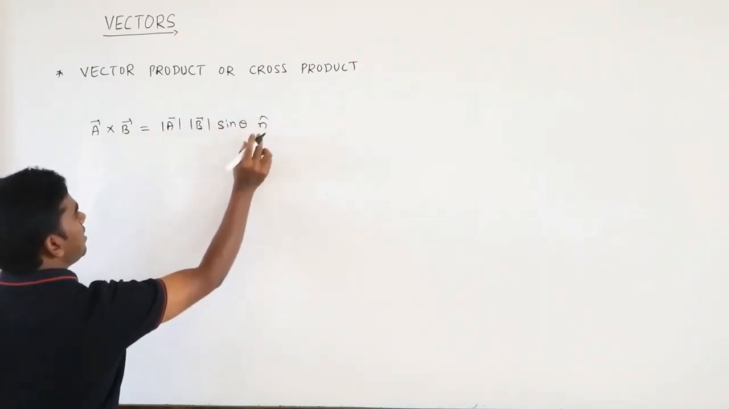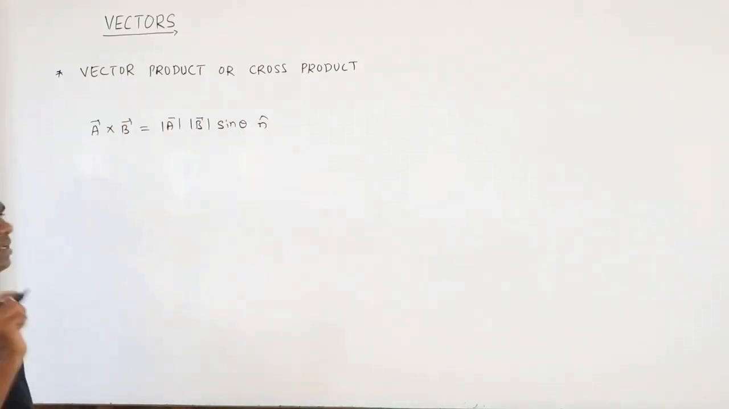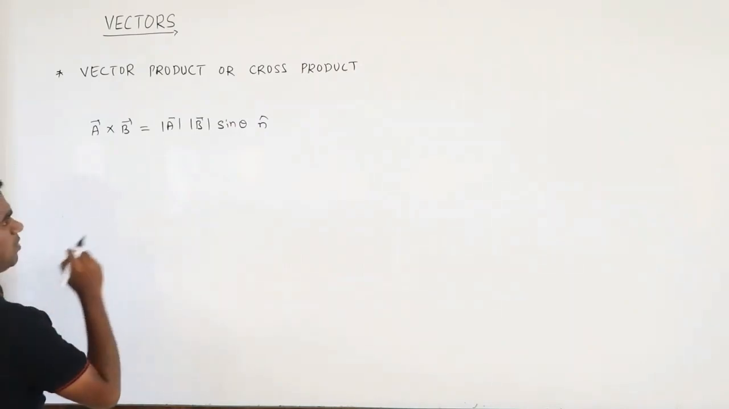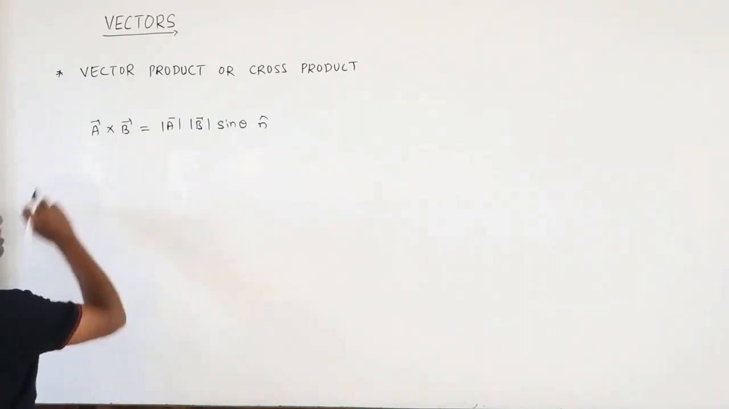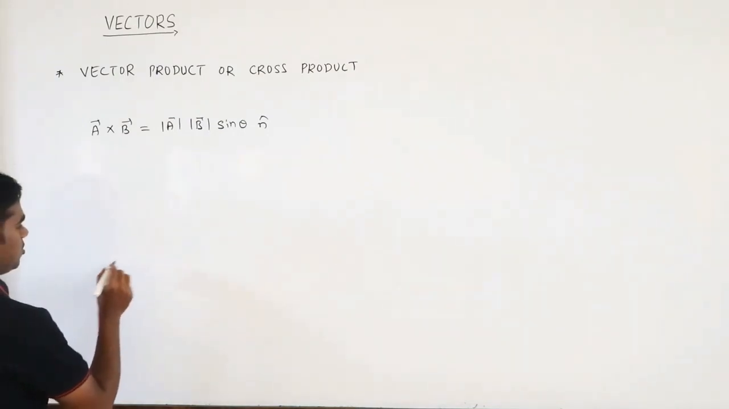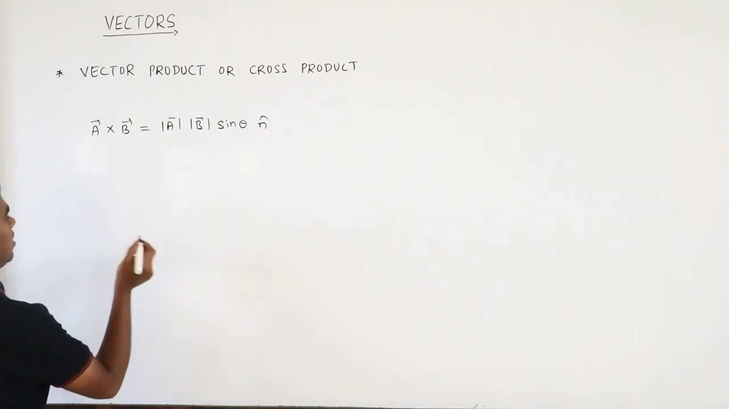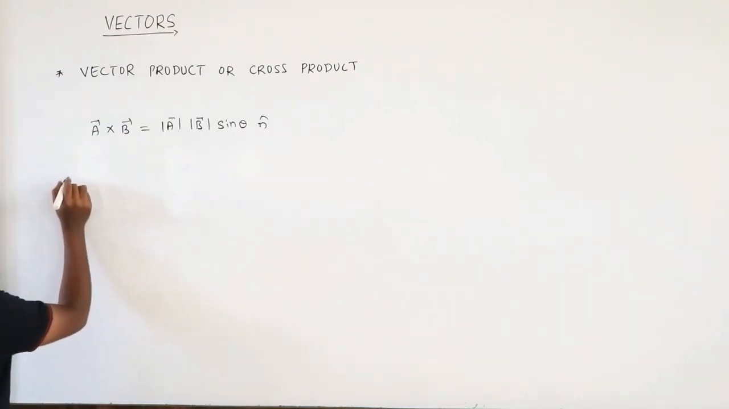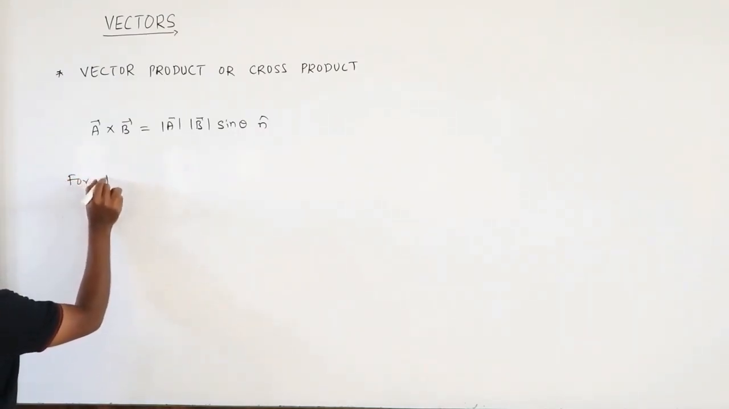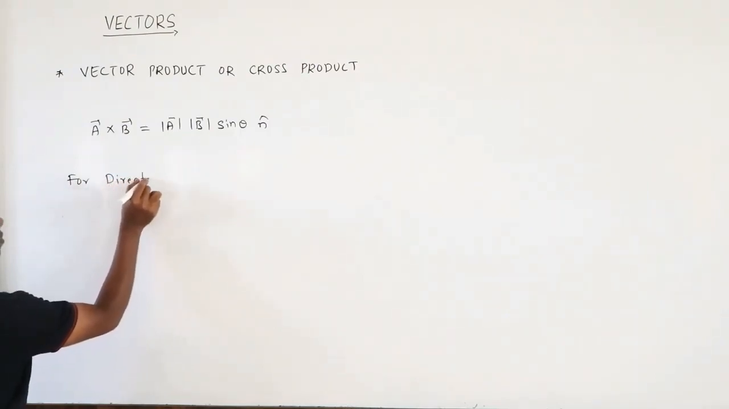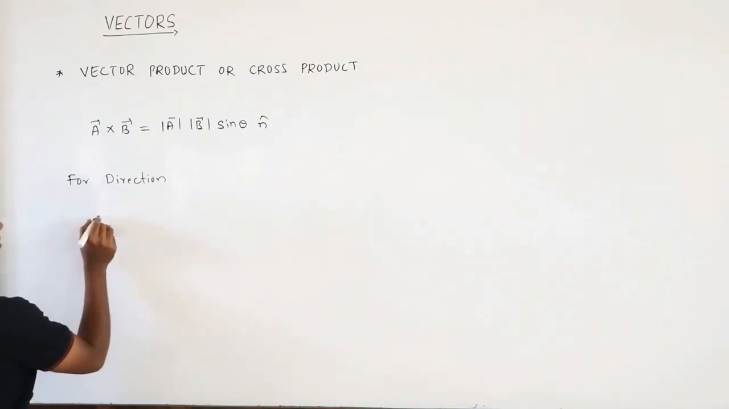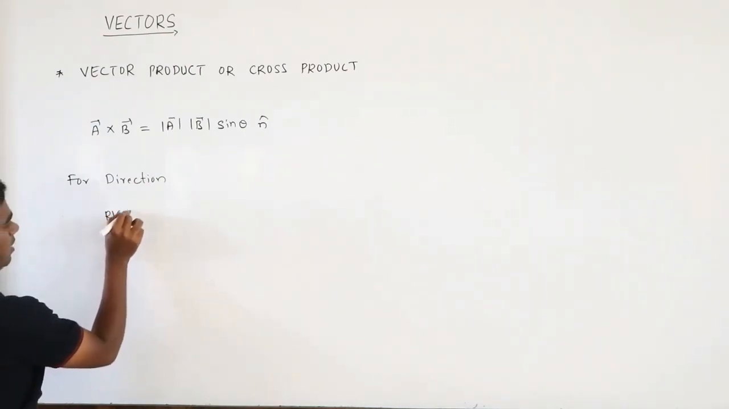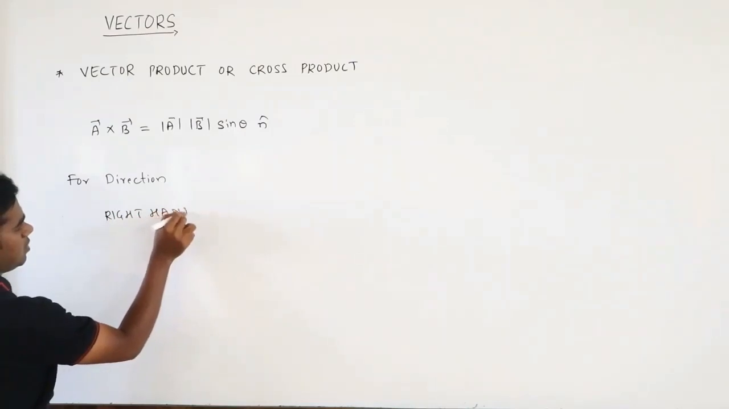Very important is n cap. N cap will give you the direction of the resultant. Now we will look at what the unit vector cross products give you. Let us take the right hand screw rule also for direction. To find the direction, you have to use the right hand screw rule.